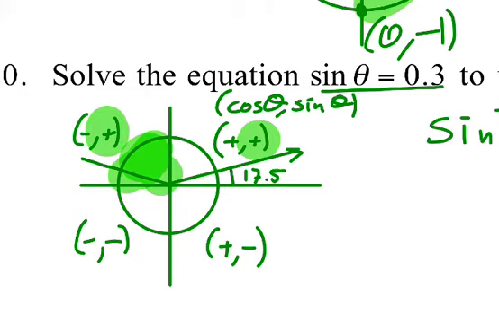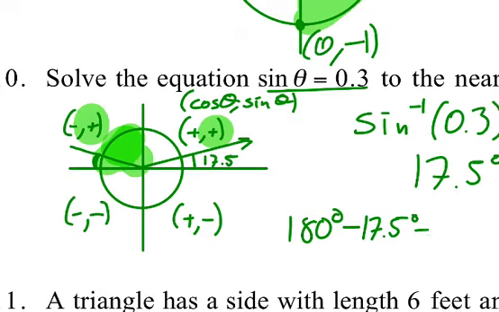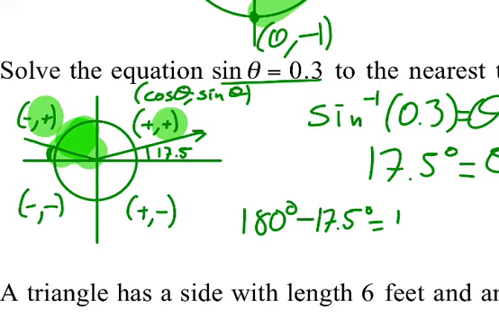So this angle that I just drew right here has a size of 17.5, but it's not in standard position, so it's actually going to be 180 degrees minus 17.5 degrees, because it's 17.5 degrees away from 180. So that brings us down to 162.5 degrees. And that's our final answer.